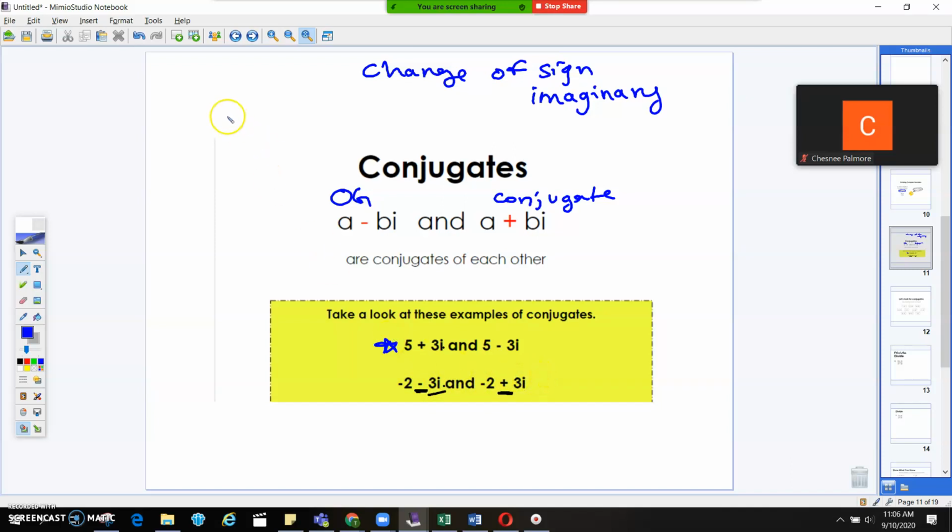So I want you to take a moment. I want you to come up with your own example. Okay, I want you to come up with the original expression, so the OG, and then your conjugate. Okay, and it can be any number. Take like 30 seconds and think about it to yourself. Okay, so what did you get for your original? Somebody just share.